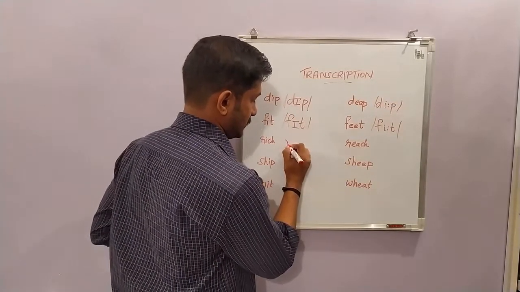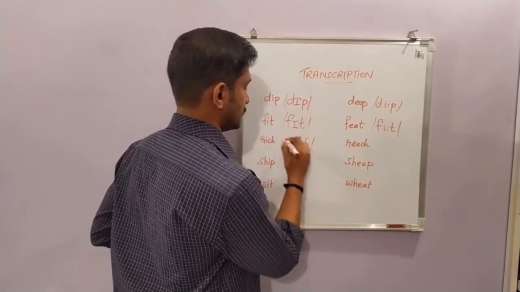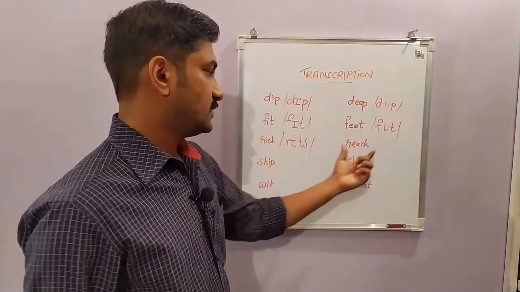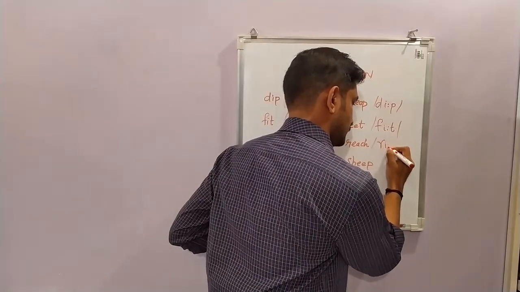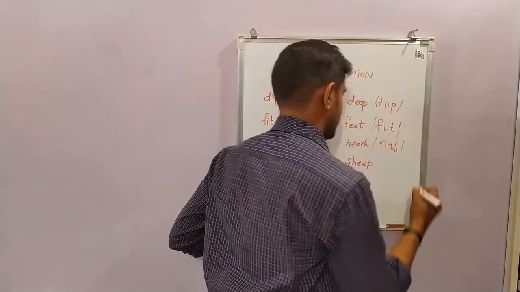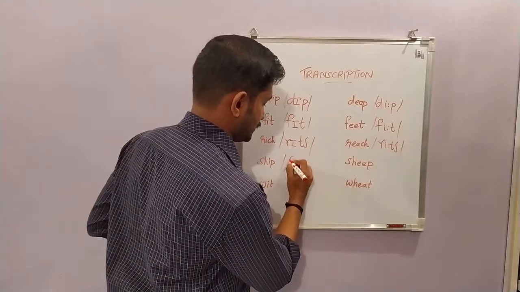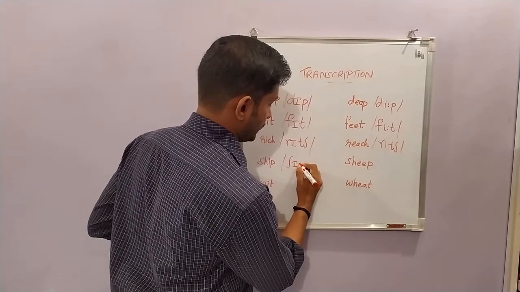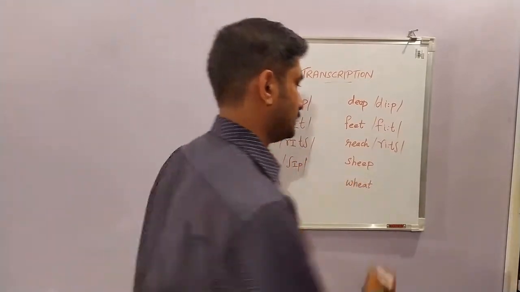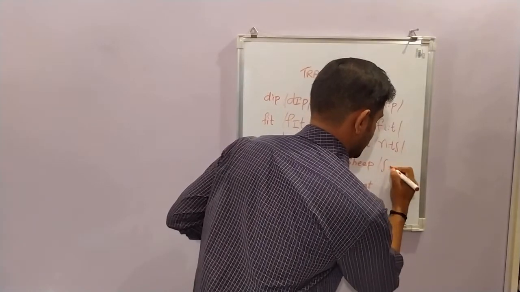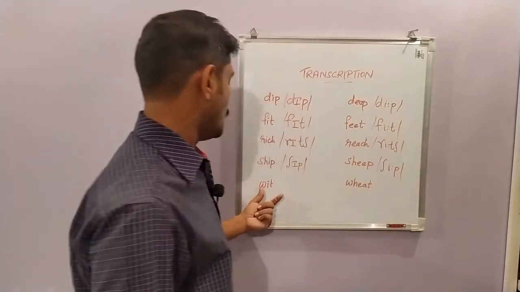Rich, r, e, ch sound, okay, rich. Reach, r, e sound, ch. Then ship, sh, the short e, ship. Then sheep, sh, the longer e sound, p, sheep.